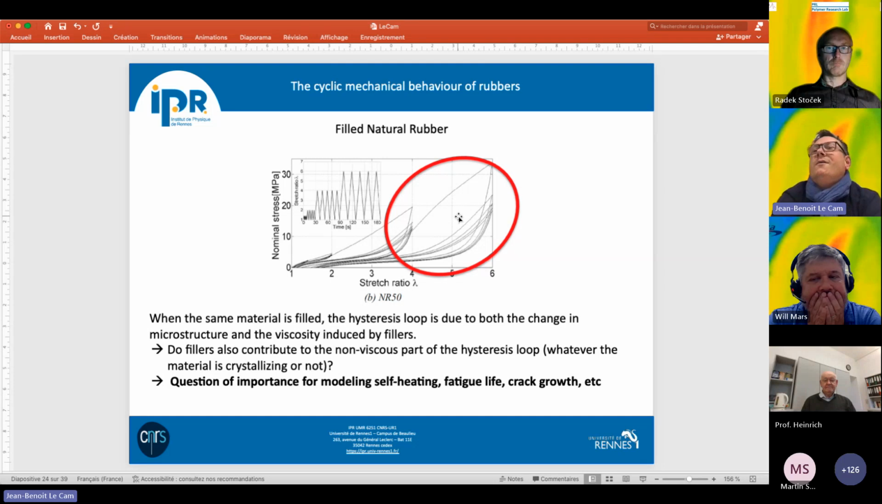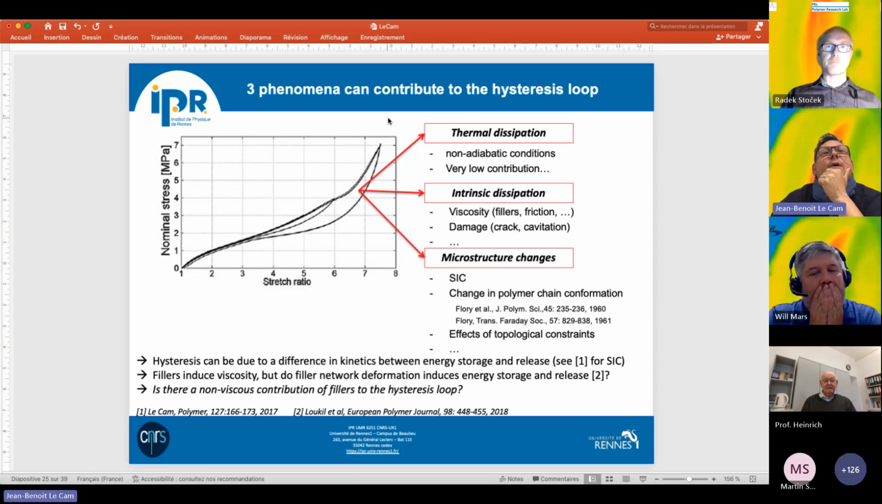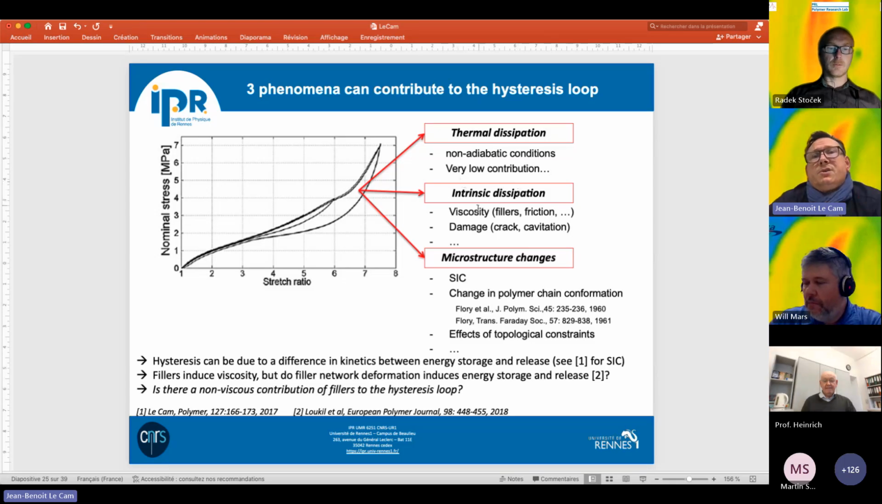This is why you have a pseudo Taylor-Quinney coefficient that appears in some development and work dealing with self-heating. And we can revisit these questions and try to answer them with the calorimetric approach. So, theoretically speaking, there are 3 phenomena that can contribute to the hysteresis loop. So, thermal dissipation. Okay, but in the case of non-adiabatic conditions, this is a very small contribution. If you make the calculation, it's relatively small compared to the other terms of dissipation. The intrinsic dissipation due to viscosity and damage, and microstructure changes, as we were talking about on the last slide.